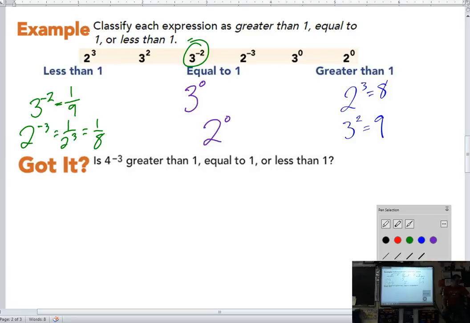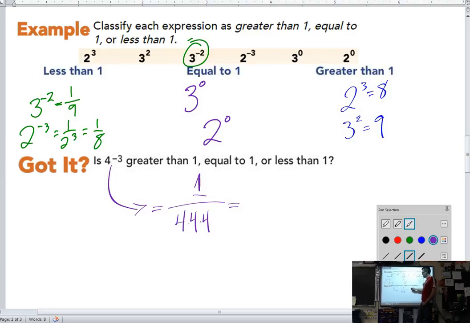So, what about 4 to the negative third? It would be less than 1. What does 4 to the negative third tell me to do? How do I make that a positive exponent? If you make it positive, then you do 4 times 4 times 4. Right, but I can't just do 4 times 4 times 4. So you would put the 1 over it and then the 4 cubed, because it turns into a fraction. So this really becomes 1/64. So that would, of course, be less than 1.